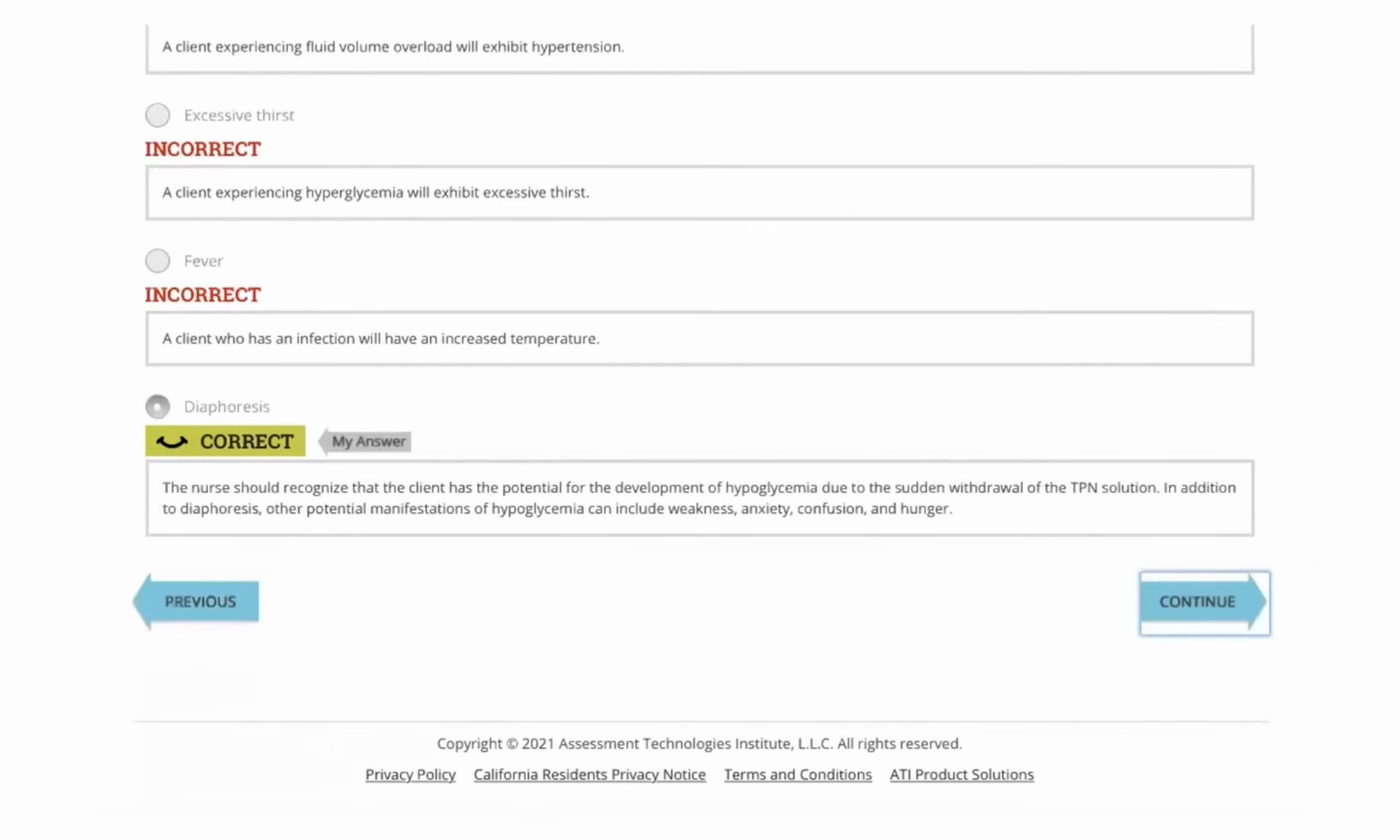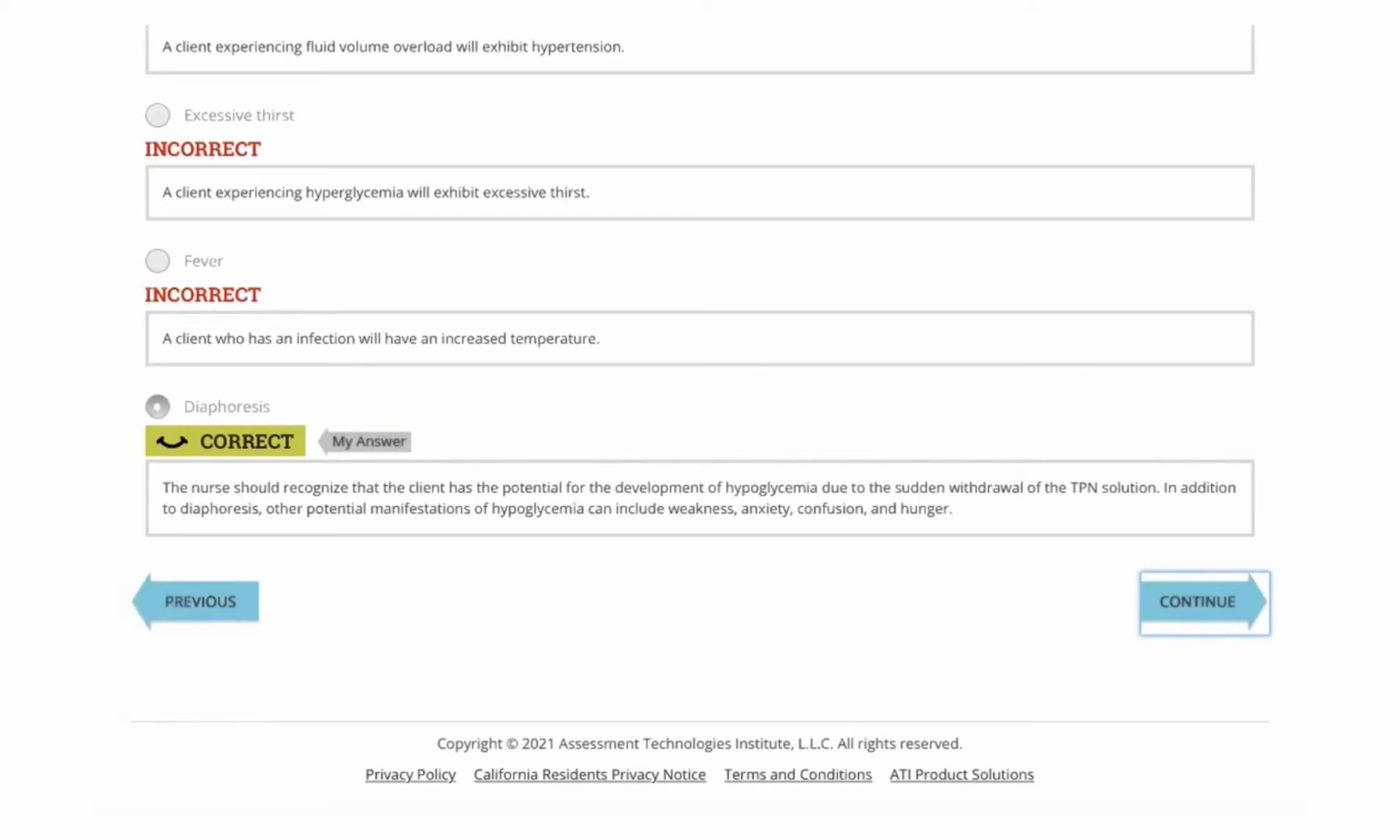The nurse should recognize that the client has a potential for the development of hypoglycemia due to the sudden withdrawal of the TPN solution. Remember how I told you that the patient that has the solution may develop hyperglycemia, correct? Yes, sir. So again, the solution has a lot of glucose in it. Your blood sugar may be high. But what happens when the patient's doing physical therapy and they're not connected to the TPN? Are they receiving that glucose? They're not. And what's their body going to do to the glucose that was inside of their blood before they were disconnected? Isn't their body going to release insulin? Yeah, it will release insulin.